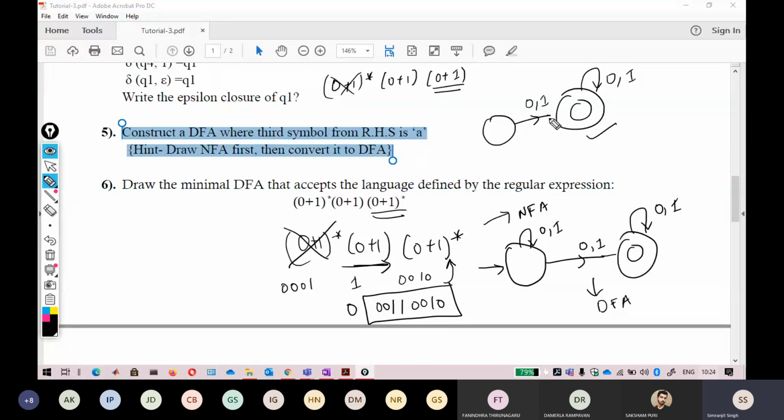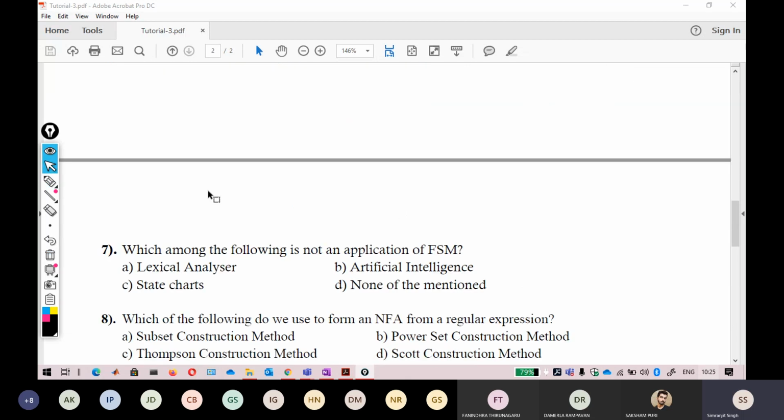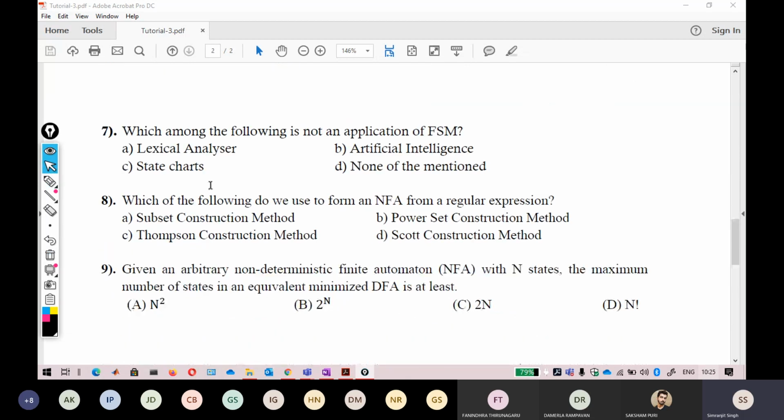So this is the DFA that accepts the language of this regular expression also. If you are uncomfortable about it, just generate some strings in the language and see whether they are accepted or not. There is another approach also: you could go with the NFA and convert it into a DFA. That is also another approach, but I don't think there is a need for it. Okay, after that, the seventh, eighth and ninth questions are fairly basic.